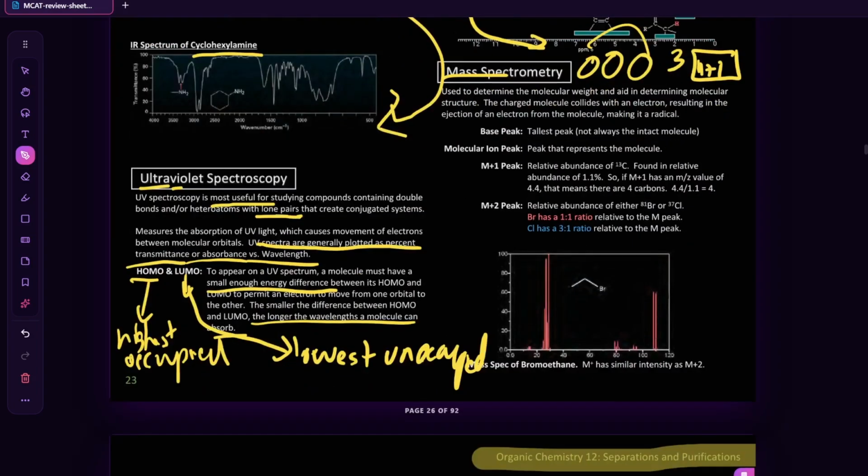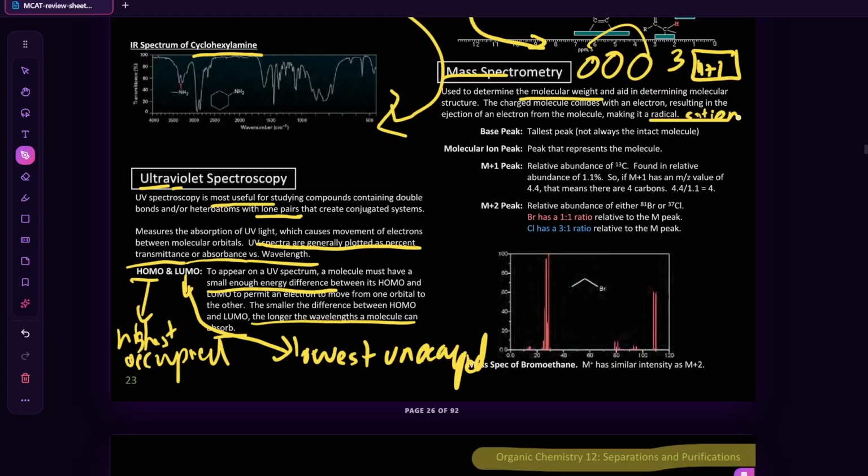The last one is mass spectroscopy. Mass spectroscopy defines the molecular weight, and it can also help establish structure. The molecule collides with an electron, and in the process ejects one of its own electrons, producing a radical cation. So remember, if you release an electron, what are you becoming? You're becoming less negative, in other words, more positive. So you're becoming a radical cation.